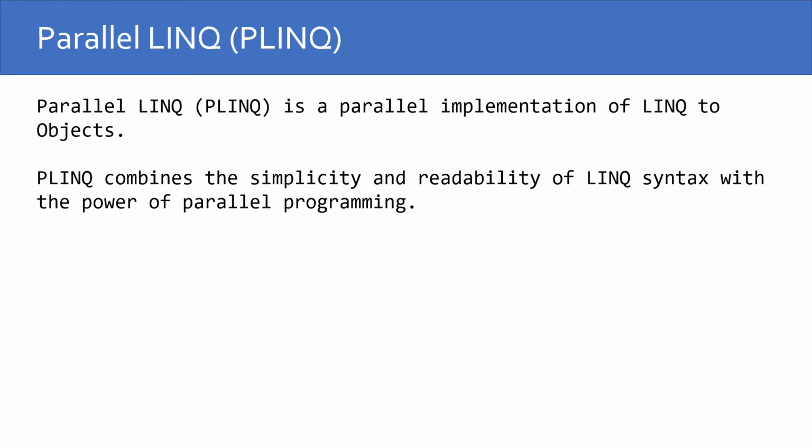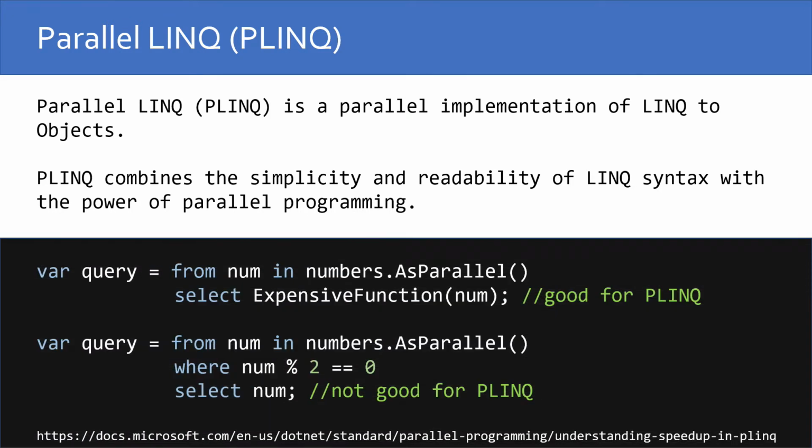And then the last thing that I'm going to end on today is probably one of the more advanced topics of LINQ, which is called parallel LINQ. So parallel LINQ is kind of self-explanatory, the parallel implementation of LINQ to objects. And it allows you to do parallel programming with LINQ. And it's actually fairly easy to implement. All that you have to do is smack an AsParallel onto your query there.